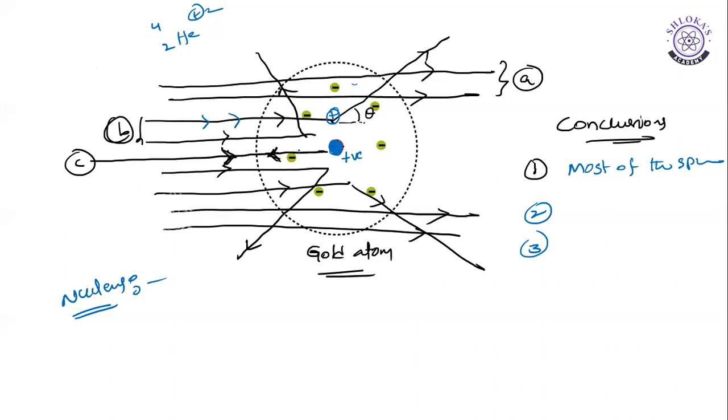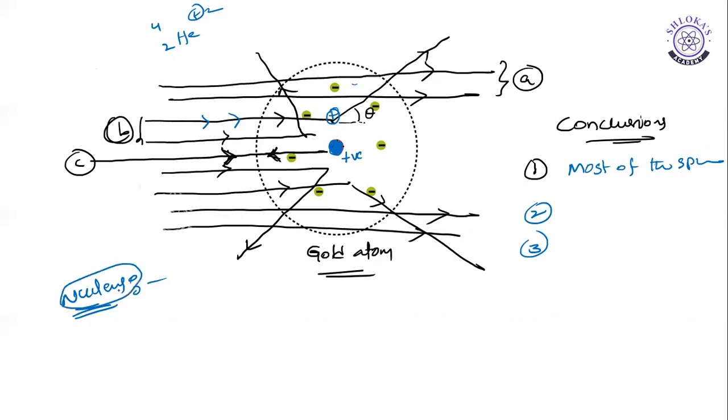And out of 20,000, the one which gets back on its original path is mainly because it is coming directly, straight towards the nucleus. So compared to other alpha particles, here the alpha particle will experience maximum repulsion. Hence, it will get back on its original path. That was the 2nd and 3rd observations.